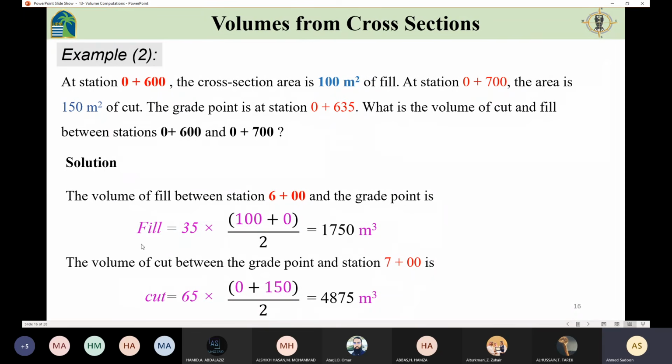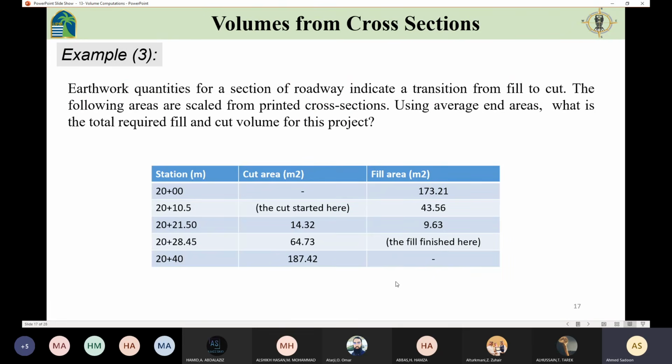Here we determined the volume for the fill and the volume for the cut. Now I'm going to move to a more complicated case. Here we need to determine the earthwork quantities, which means that we need to determine the volume for the cut and the volume for the fill.